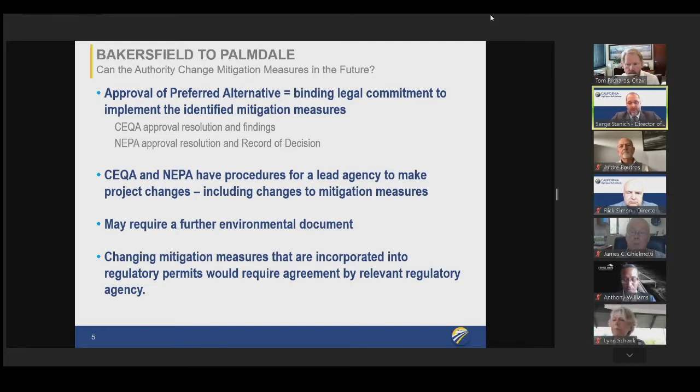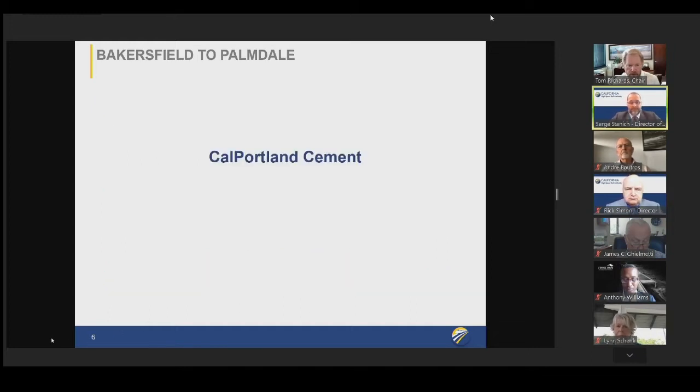And we'll also note that as we advance design, many of these mitigation measures are also then incorporated into our environmental permits with the regulatory partners. So can we advance to the next slide, please? At this point, I'll hand the presentation over to Rick Simon to talk about the effects with Cal Portland.